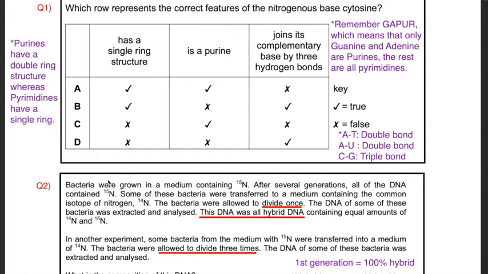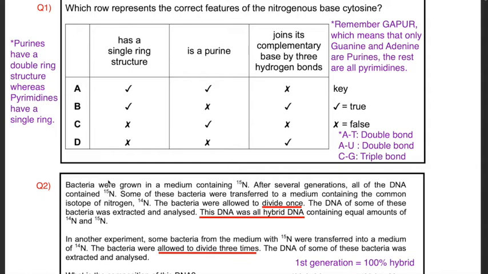And a key thing you must know is that all purines have a double ring structure, whereas pyrimidines have a single ring. Therefore, since cytosine is not a purine, it will not have a double ring, but it will have a single ring. Therefore, under the column has a single ring structure, it should be true, leaving us with the answer being B.